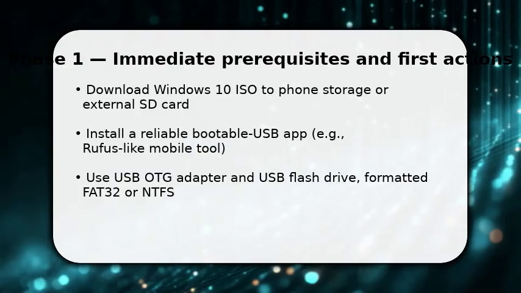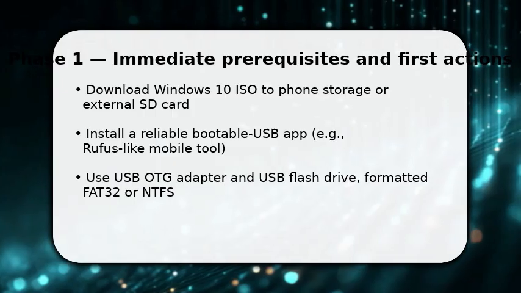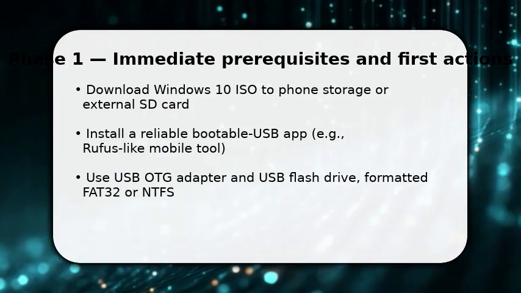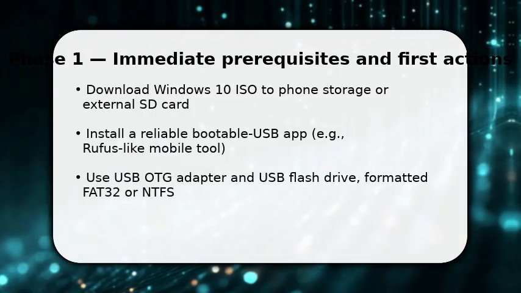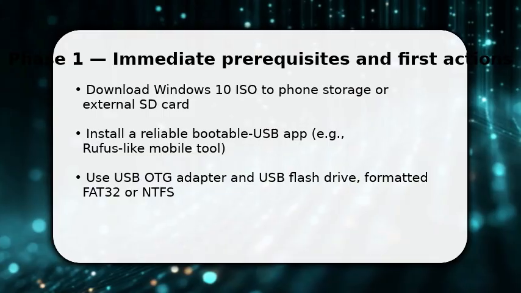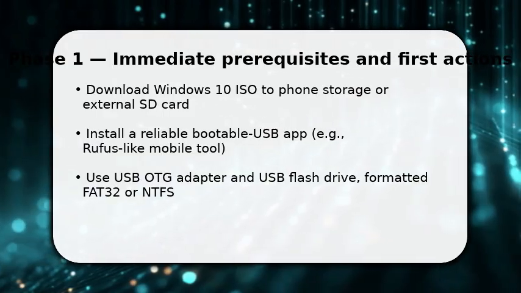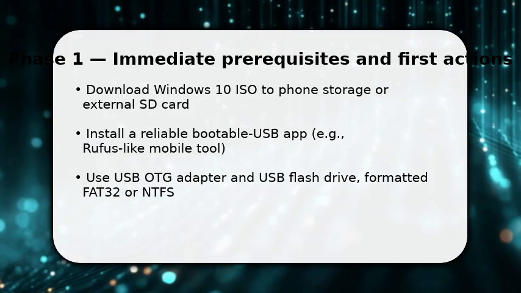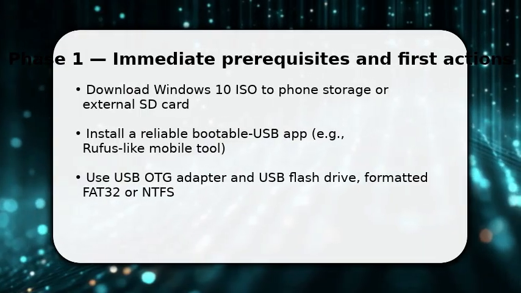You start by getting the Windows 10 ISO onto your phone and preparing the drive. Make sure the ISO is complete and not corrupted. Once done, install a mobile app that can write ISO images to USB. This is the tool that creates the boot sector and copies files correctly.